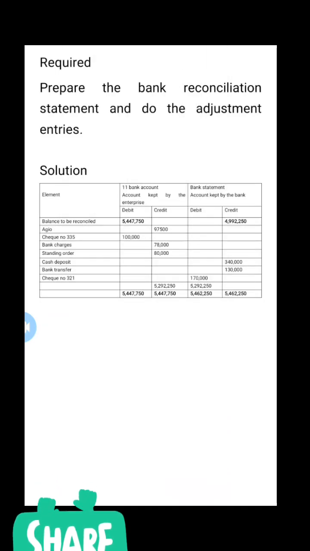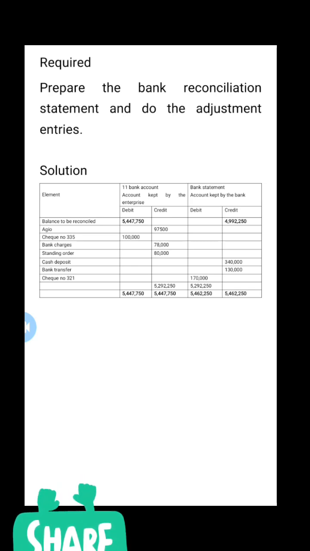Here is the solution. I decided to use the order format since my previous solution was having the order format. So I decided to use this one where I have the element, the bank account. Oh, my computer did not actually type 5. It's supposed to be 521. Sorry about that. 521, the bank account. Then in bracket we have account kept by the enterprise, and then we have bank statement, that is the account kept by the bank. We have debit, credit.